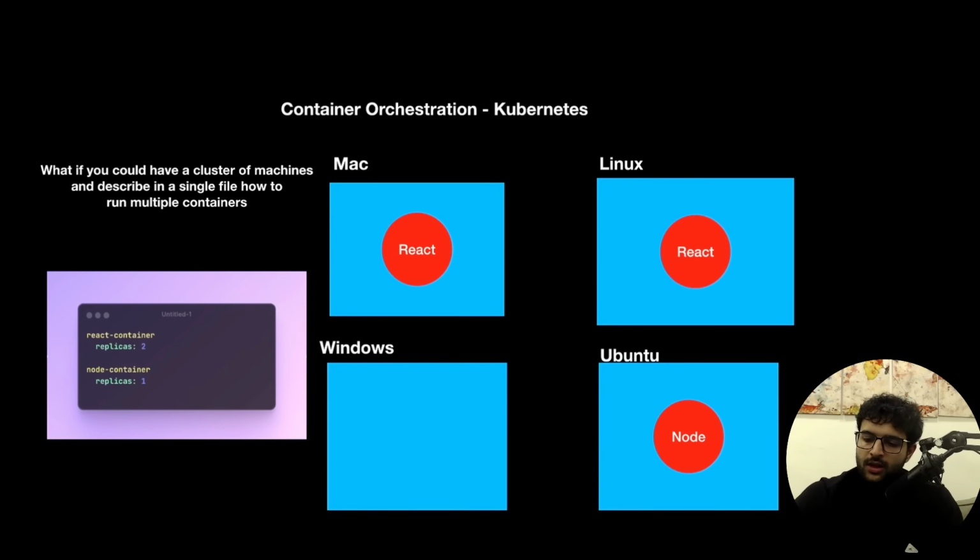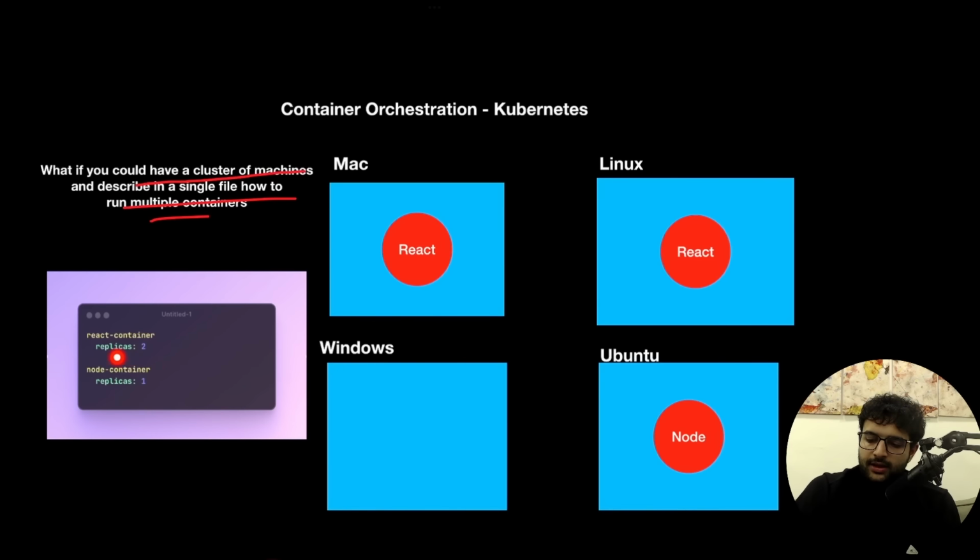Let's see how. What if you could have a cluster of machines and describe how to run multiple containers in it? Let's look at one such file. What if you could write a file like this that says, okay, start a React container with 2 replicas. What does a replica mean? Number of containers you need. If you have 2 people on Replit right now that are running React, you want your file to say, okay, 2 React containers, please start.